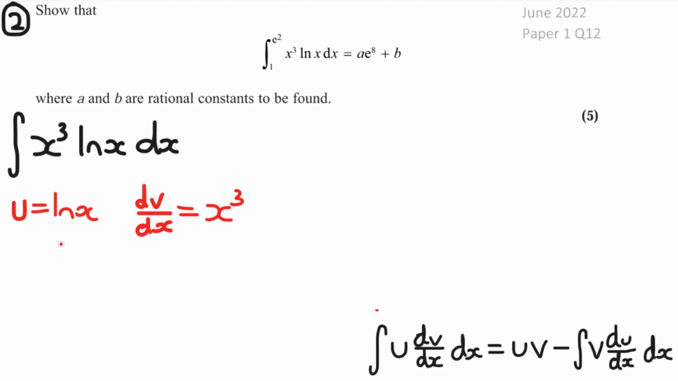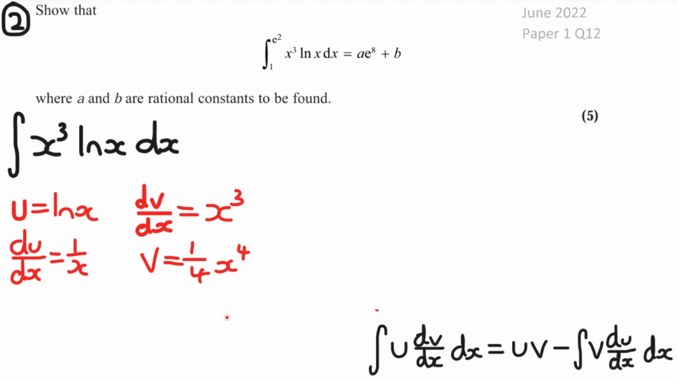So therefore, if we differentiate u, which is equal to the natural log of x, du over dx is equal to 1 over x. Then if we integrate, v is equal to, when you integrate x to the power of 3, this is just year 1 integration, 1 over 4 x to the power of 4.